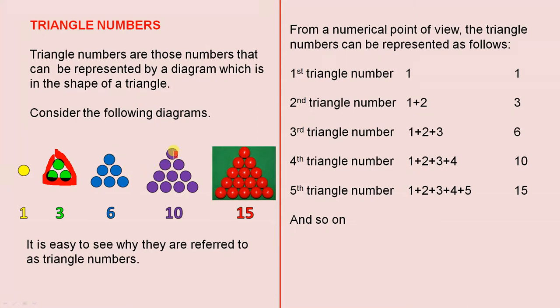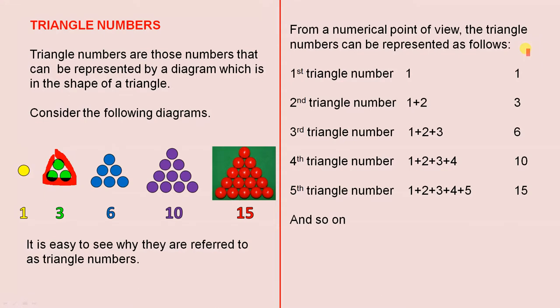The next triangle number is 1 plus 2 plus 3 plus 4, which gives us 10. And the next triangle number is 1 plus 2 plus 3 plus 4 plus 5, which gives us 15. It is easy to see why they are referred to as triangle numbers.